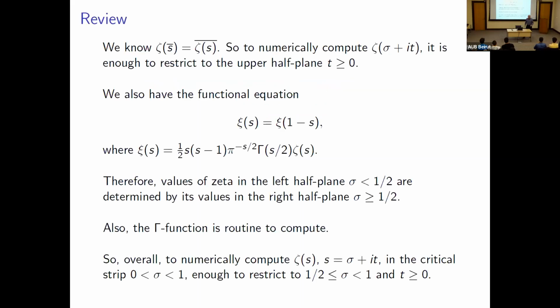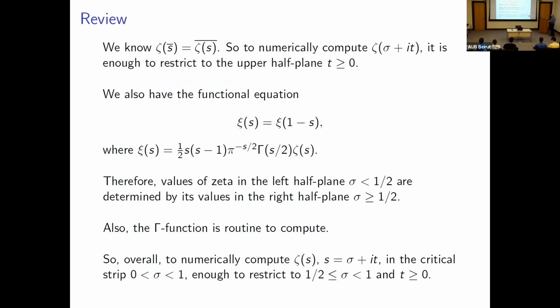So I'm going to start with a review of some of the things that we mentioned yesterday. We have this kind of symmetry for zeta by the reflection principle, so we can restrict our attention to the upper half plane. When the imaginary part of s, where s is usually sigma plus it, and t is the imaginary part, because of this symmetry, we can restrict to t non-negative, right?